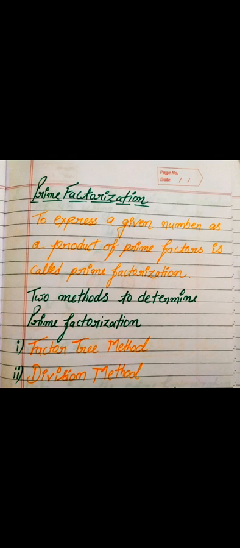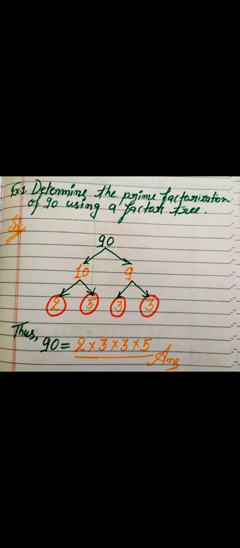And there are two methods to determine prime factorization. First one is the factor tree method and second is the division method. Now, first one: here we have to determine the prime factorization of 90 using the factor tree method. So how will we do this? First we will write 90. Then we will split 90 into two numbers whose product is 90.